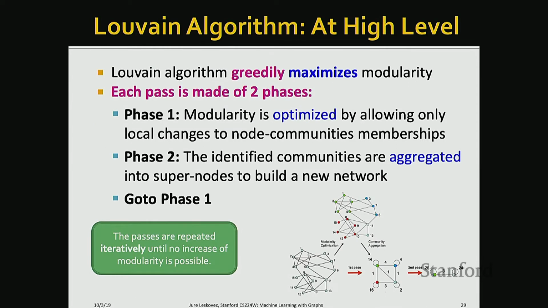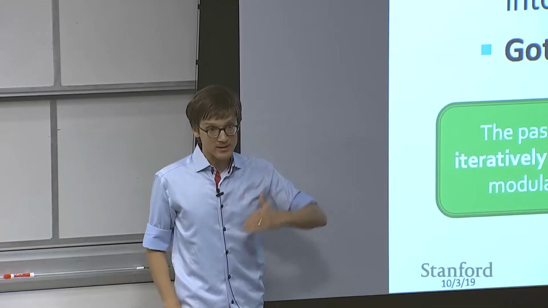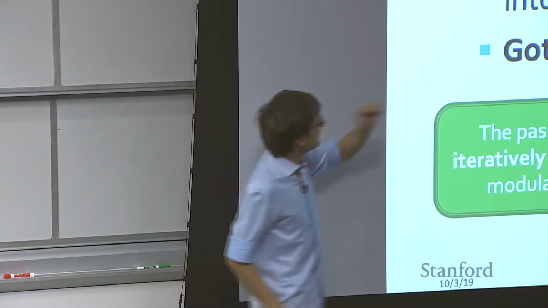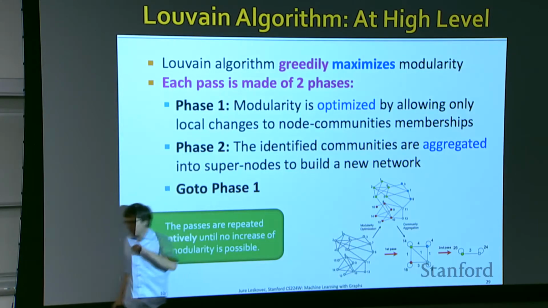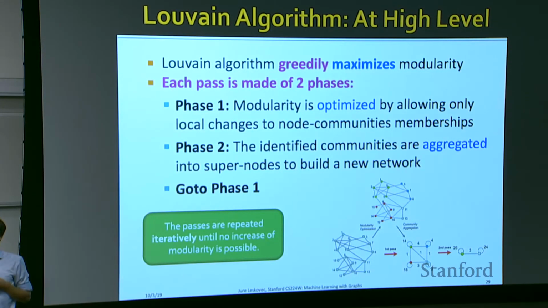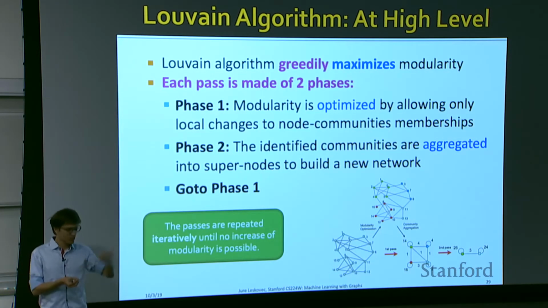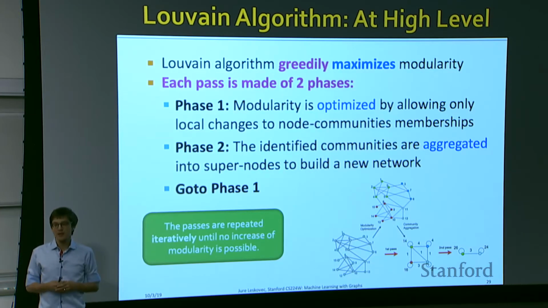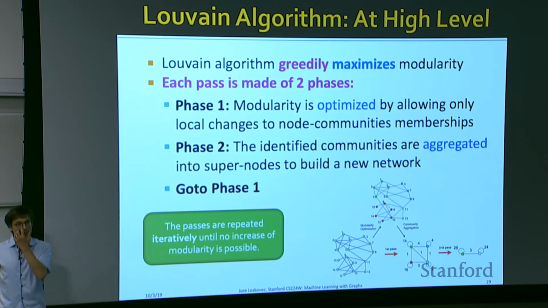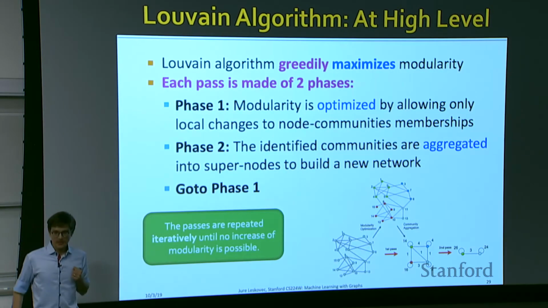The Louvain method, the overview is the following: this will be a greedy maximization of the modularity score, and each pass of the algorithm will have two phases. In the first phase, we will optimize modularity by doing local changes to node community memberships. Essentially, this means we look at a node and say, if I move this node from this community to any other community, will the modularity increase? And if the answer is yes, I will do that. And I will keep doing that until no good move exists.